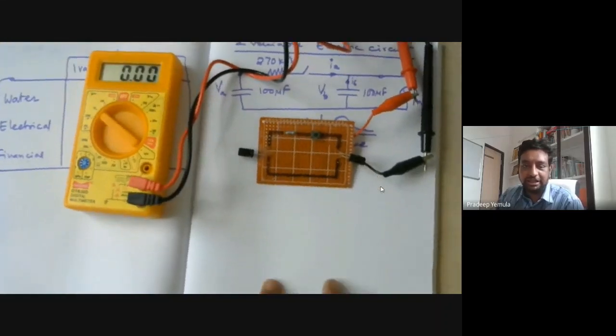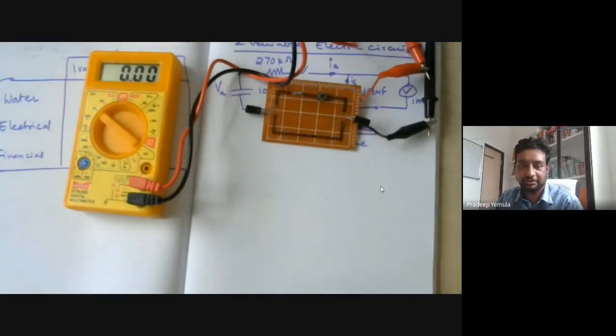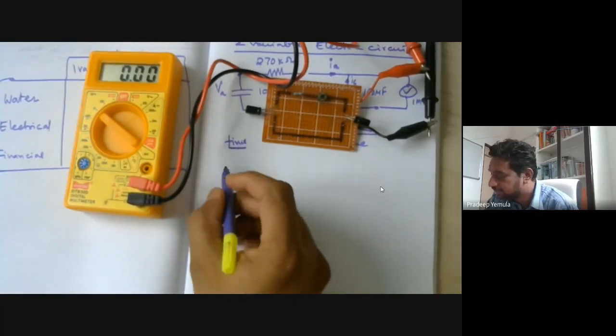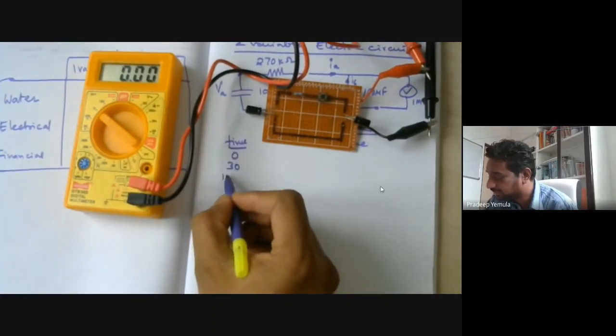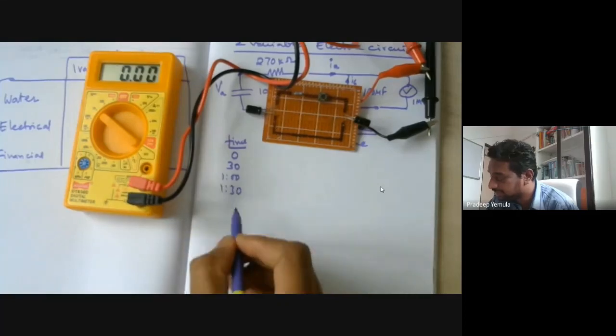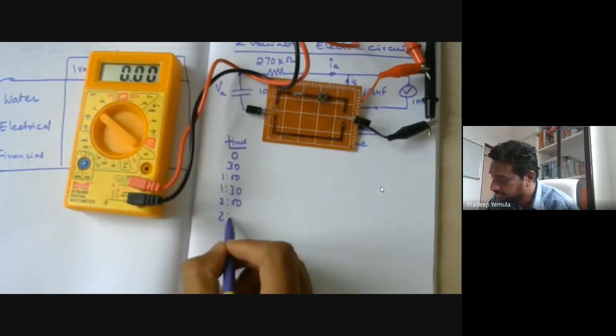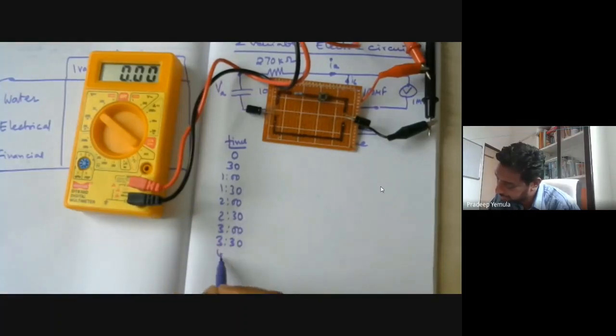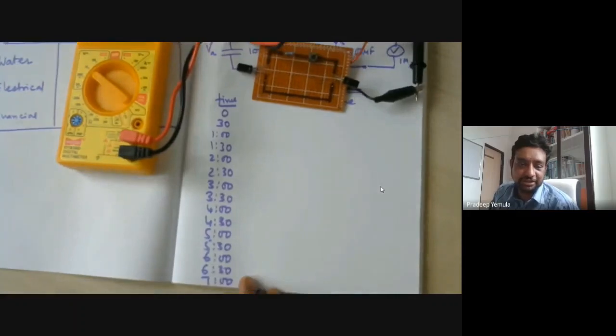Now to take the readings, I'll prepare a small table. Time: 0, 30 seconds, 1 minute, 1 minute 30 seconds, 2 minutes, 2:30, 3 minutes, 3:30, 4 minutes, 4:30, 5 minutes, 5:30, 6 minutes, 6:30, and 7 minutes. So we are doing this experiment up to 7 minutes.